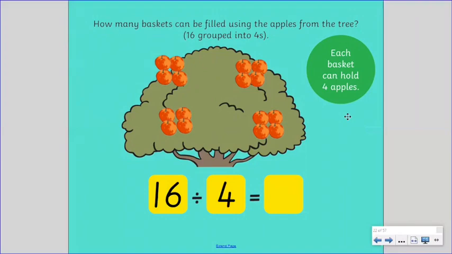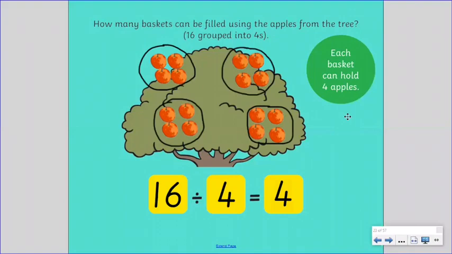So now to get the answer, you simply need to count up the amount of groups there are. So how many groups of apples do we have? Well done. We have got 4. So our answer is 4. There are 1, 2, 3, 4 groups of apples. 16 divided by 4 equals 4. Well done. Next one.